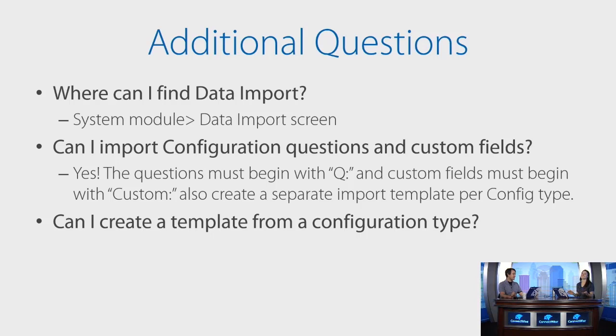And can I create a template from a configuration type? Now, this would be so nice if we could pull this up and have all of our custom questions and fields already listed out, but at this time you cannot. You would have to create a template per configuration type and add in those custom questions and then the answers for each device. Now, you could save that template to use later when you add on more of that type of machine, etc., but you would have to add those questions in yourself to the template. Yep.